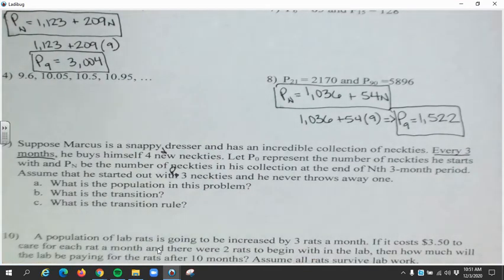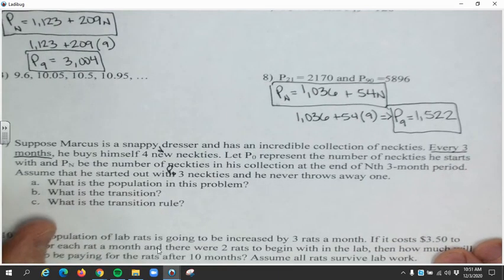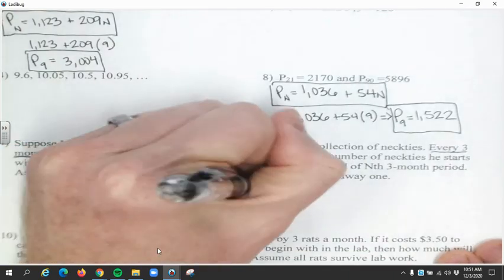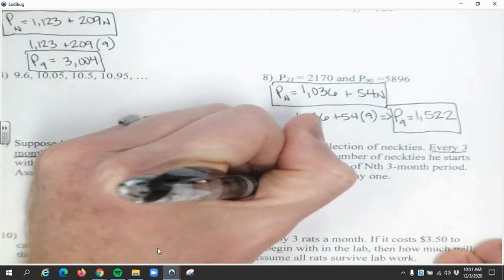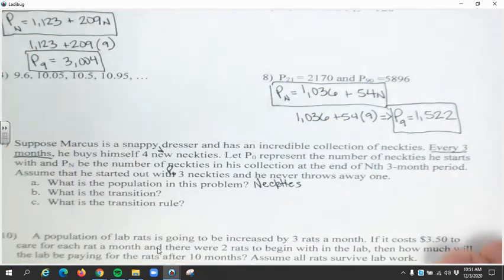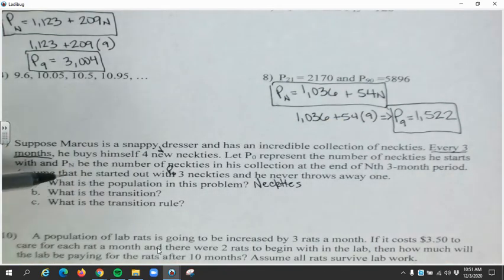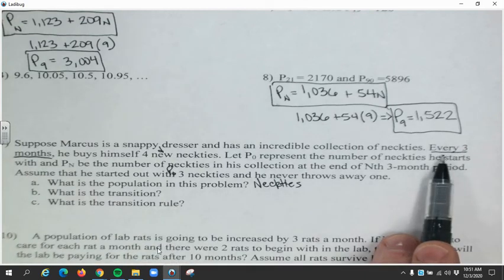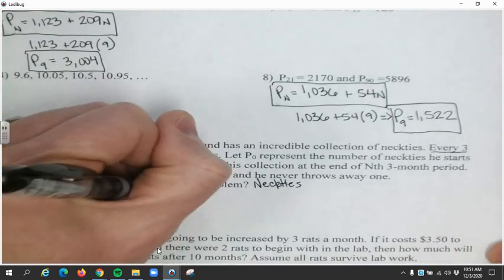Letter A, what is the population in this problem? So what is changing in this problem? What is changing is the amount of neckties that he has. So letter A is simply neckties. Letter B, what is the transition? So the transition, it says up here, we underline it, every 3 months. So the transition is 3 months.